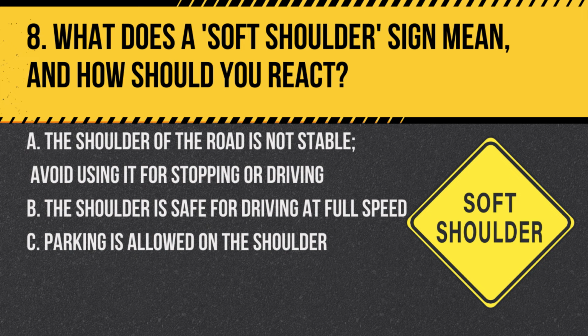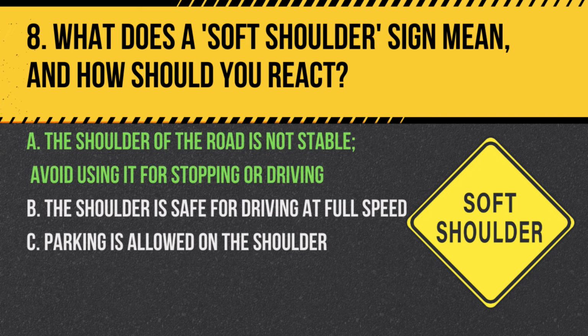Question 8. What does a soft shoulder sign mean, and how should you react? A. The shoulder of the road is not stable. Avoid using it for stopping or driving. B. The shoulder is safe for driving at full speed. C. Parking is allowed on the shoulder.